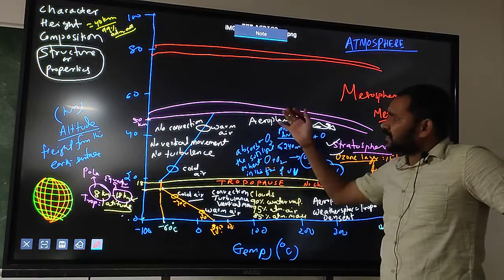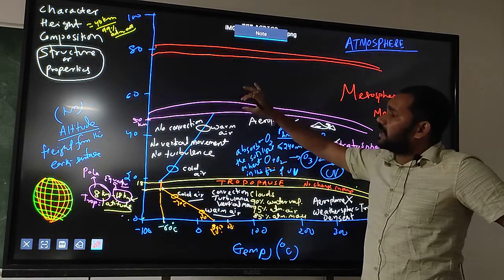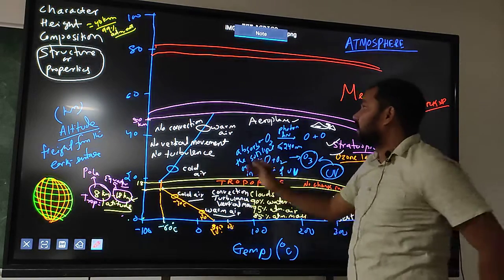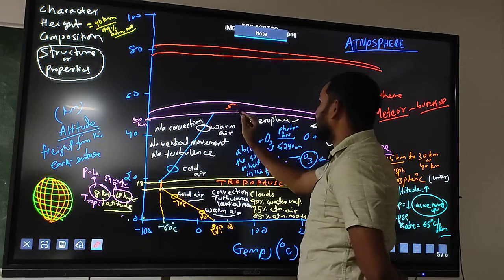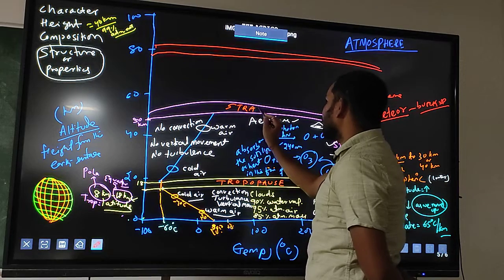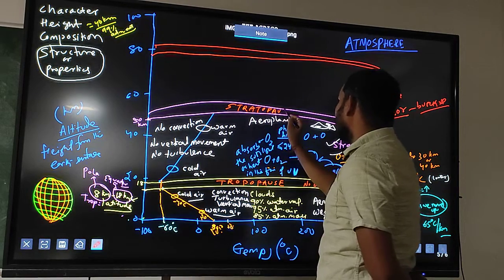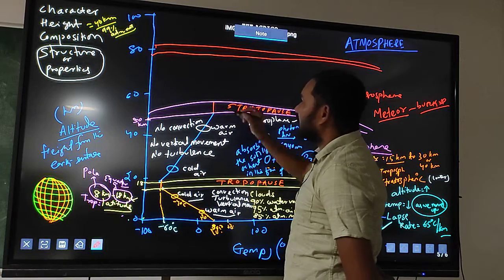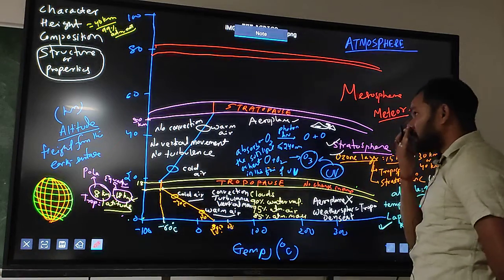Okay. And the transitional zone between the mesosphere and the stratosphere is known as the stratopause. This is known as the stratopause. As we have already known, there is no temperature change within the transitional zone.